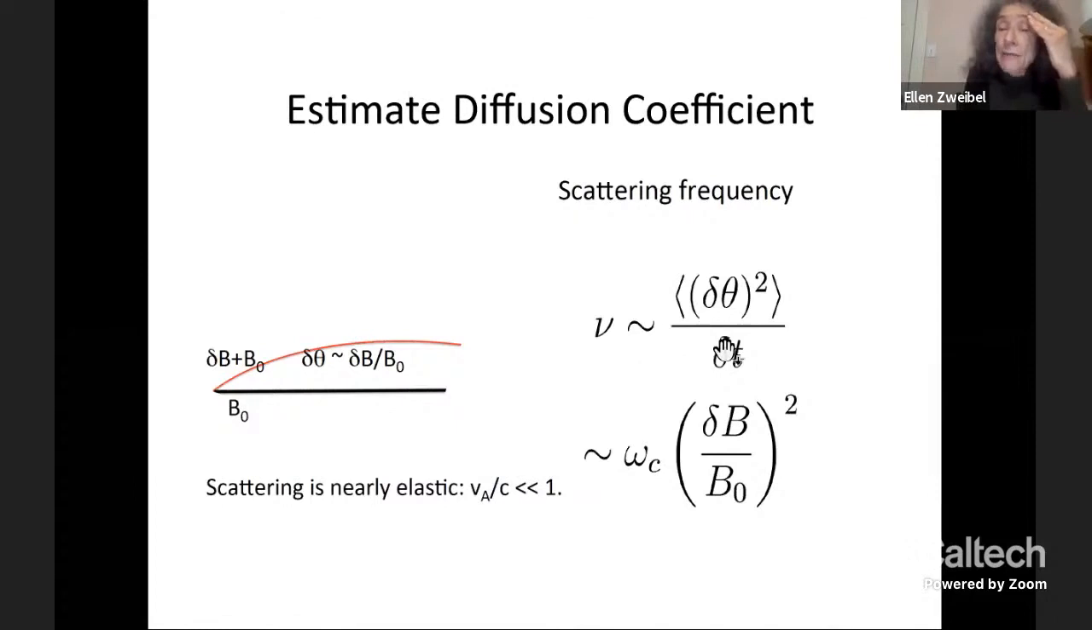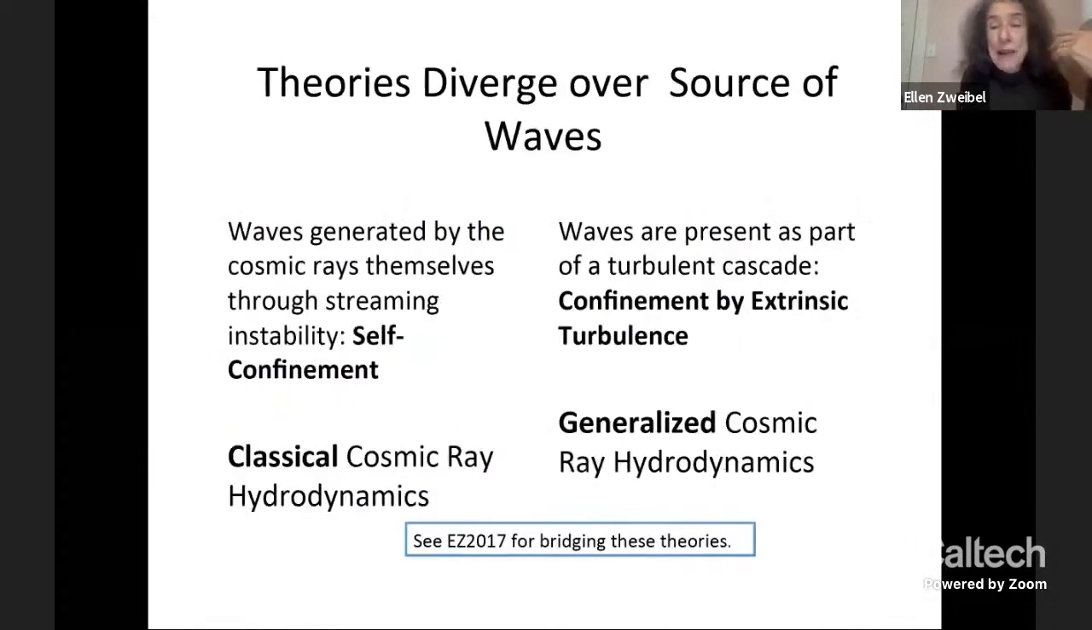And so if we replace delta T by 1 over the cyclotron frequency and delta theta by delta B over B, then we can get a scattering frequency that's proportional to the square of the wave amplitude, and we can translate that into a spatial diffusion coefficient. Now, the theories diverge at this point over what the source of waves actually is.